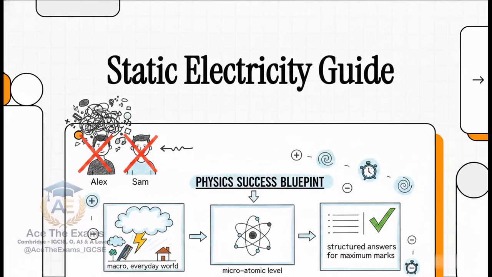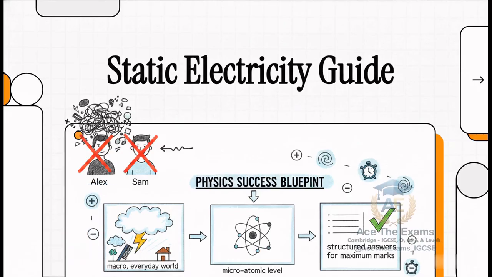Alex is our classic overthinker. Alex overloads the page with raw physics facts, dumping everything they memorized, but provides zero actual analysis of the specific question being asked. Result? 1 out of 4 marks. Then we have Sam. Sam is rushing against the clock, writes a single sentence, hoping it covers the basics, and misses the core requirement of the command word entirely. Another strike of the examiner's red pen.